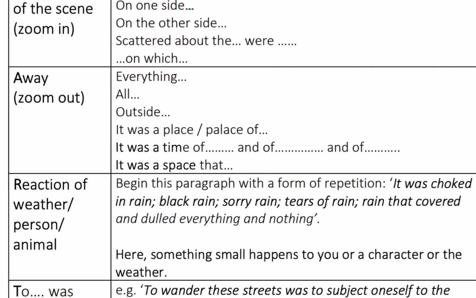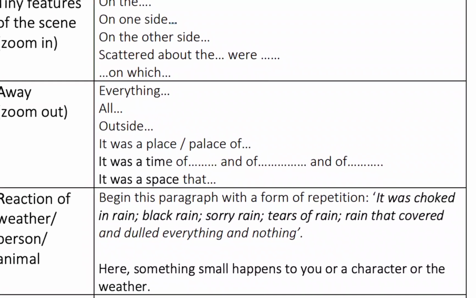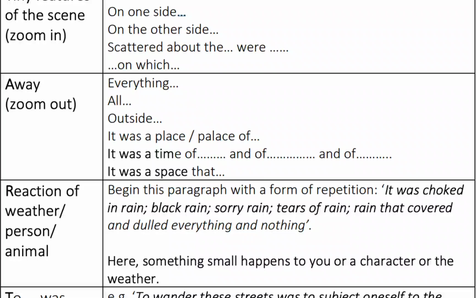Okay, and then R starts for the reaction of the weather, the person, or the animal. So begin this paragraph with a form of repetition. It was choked in rain, black rain, tears of rain, rain that covered and dulled everything and nothing. Here, something small happens to you or a character or the weather.